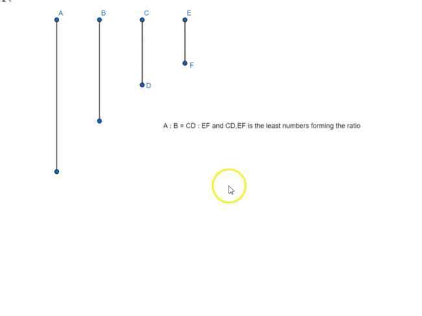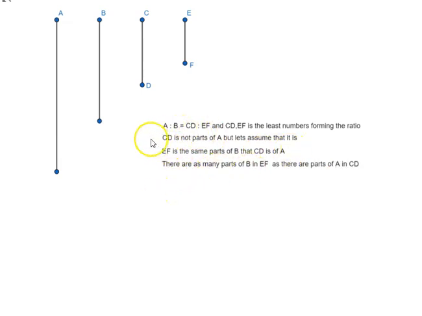Okay, we are given that A is to B is equal to CD is to EF, and CD and EF are the least numbers forming the ratio, and CD is not parts of A, but let's assume that it is. Means EF is the same parts of B that CD is of A because of this proportion. That means there are as many parts of B in EF as there are parts of A in CD.